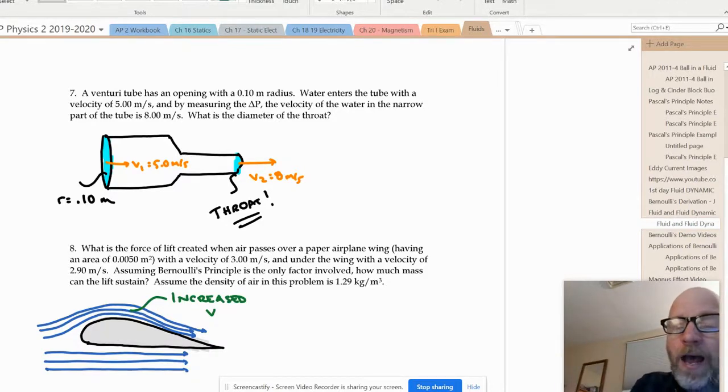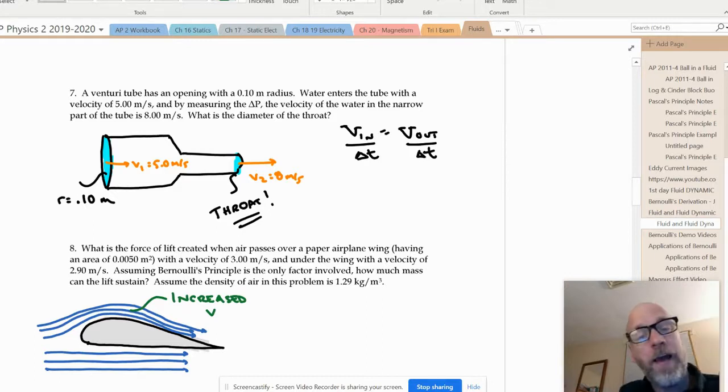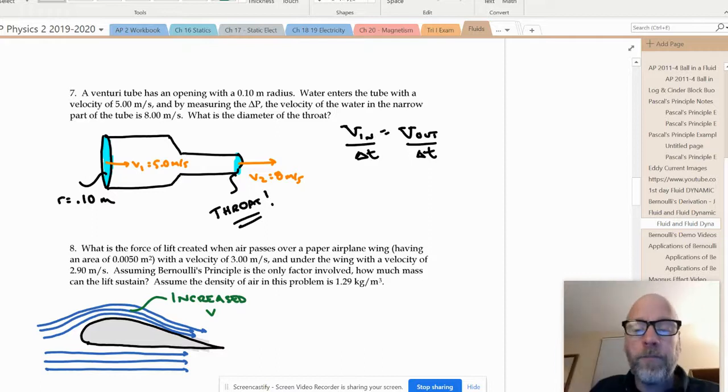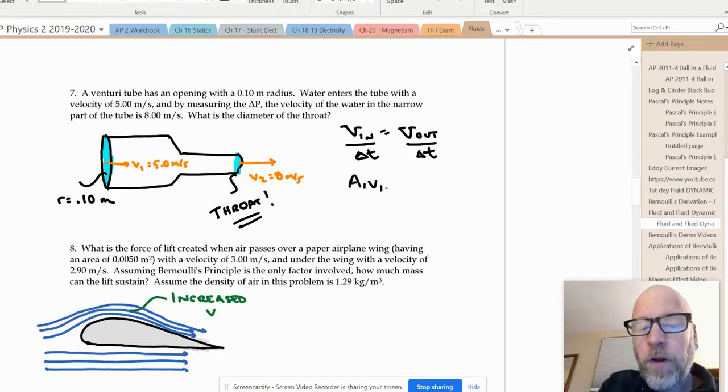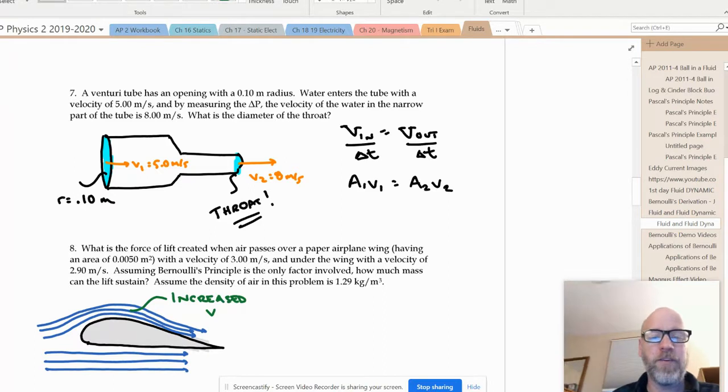So how do I solve that? Well, I know that the volume in has got to be equal to the volume out. And if I wanted to discuss it in terms of flow rate, if I divided both sides by delta T, now I have flow rate. Volume flow rate, discharge rate, whatever you want to call it. Then I recognize A1 V1 equals A2 V2. And that's little v, as in velocity.